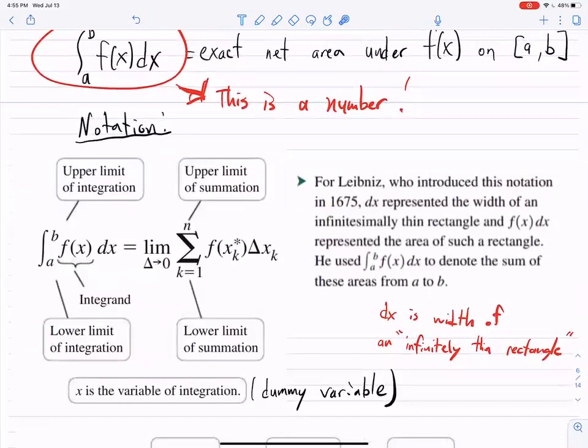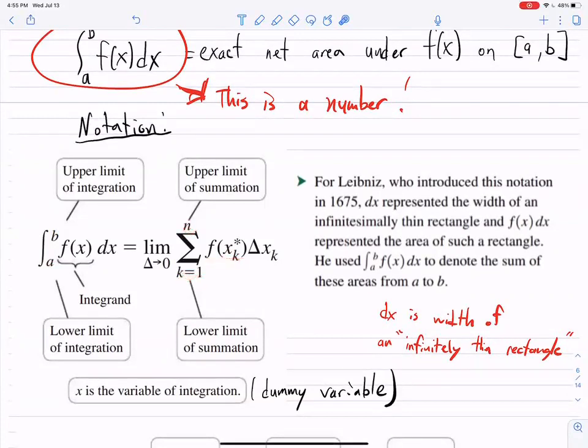Notation-wise, where does this come from? This elongated S is supposed to be taking that sigma, the S for sum, and stretching it to let you know it's kind of a sum. This is what's called the integrand. This is the upper limit of integration, the lower limit of integration. And then this is the lower limit of the summation, the upper limit of the summation.